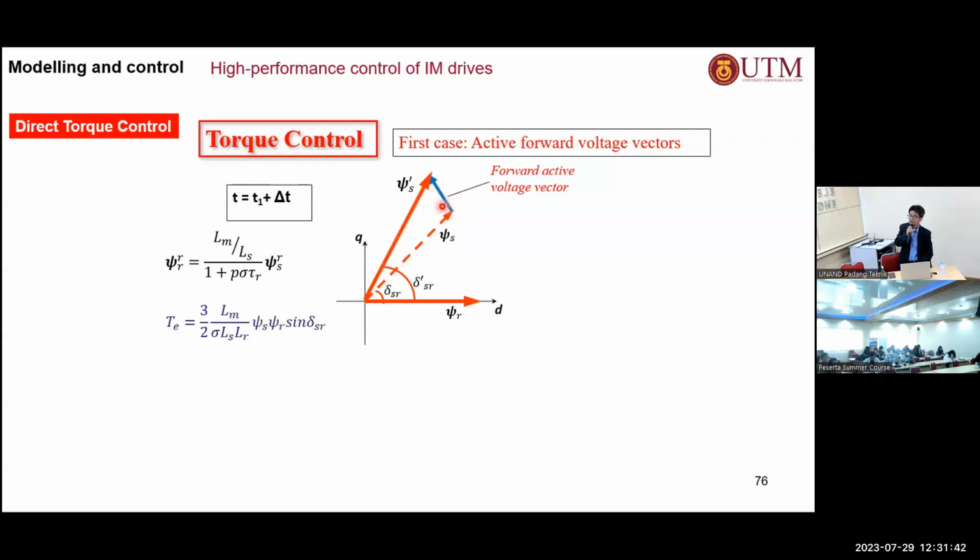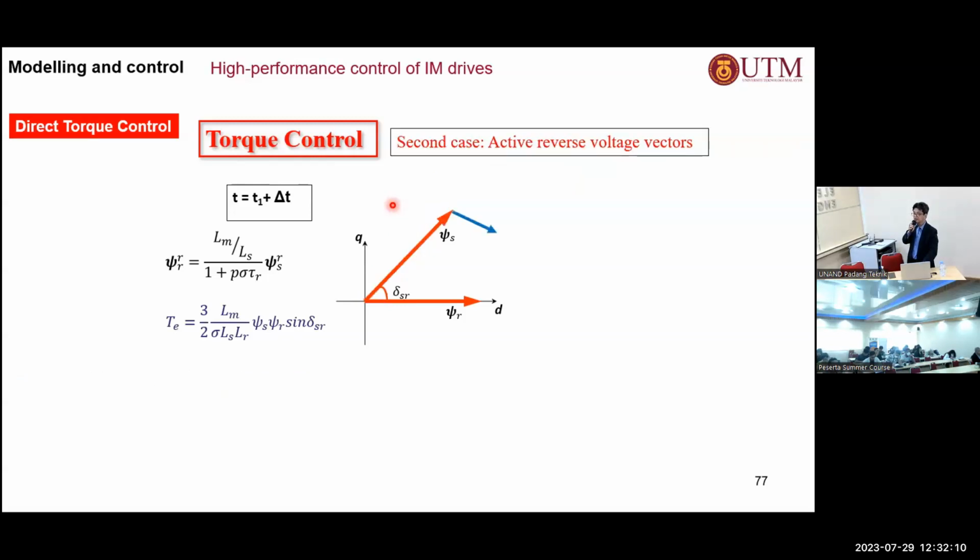Or I can reduce the stator flux, for example, by using a voltage vector in that direction. But I can still increase the torque because the angle still increases. All right. Increase in the flux, increase in the torque; reduce in the flux, increase in the torque. Which means that by selecting one voltage vector, you can control the torque and the flux independently within the hysteresis band. All right. That is one possibility.